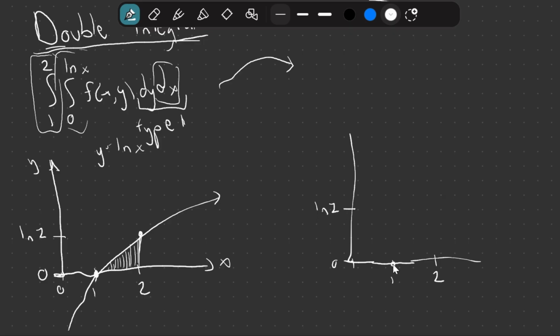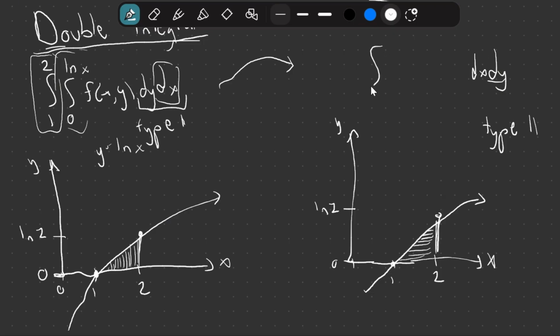0, ln 2. So again, we have something that looks like this. Okay, this is your x-axis and this is the y-axis. In trying to find the double integral for type 2, we must remember that we need horizontal lines, which means that our outer integral needs to be dy. So this first outer integral needs to be in terms of the lowest and the highest y values. The lowest is 0, and the highest is ln 2. So the y values range from 0 to ln 2.